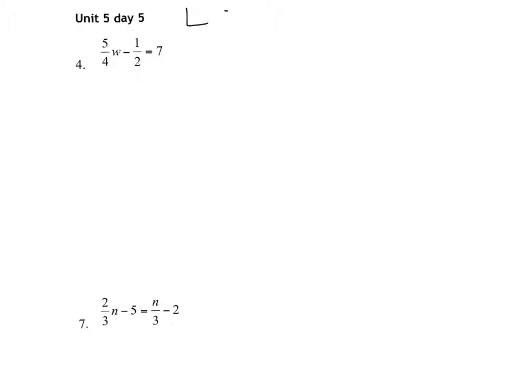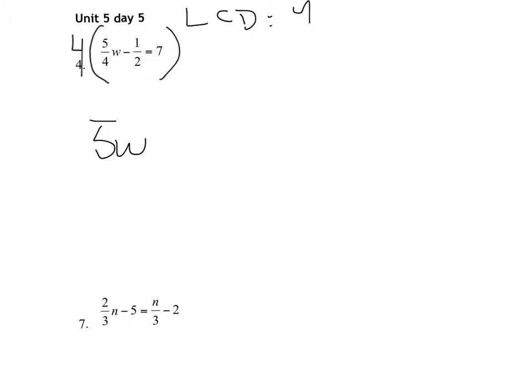So my LCD for this one is 4, which means I'm going to take 4 and times it by my entire equation to get rid of the parentheses. A couple ways to do this. I'm going to do it my way here. 4 goes into 4 one time. I'm asking myself right here, this 4 goes into 4 one time. So in my head I'm thinking 1. 1 times 5 is 5. So that gives me a 5W.